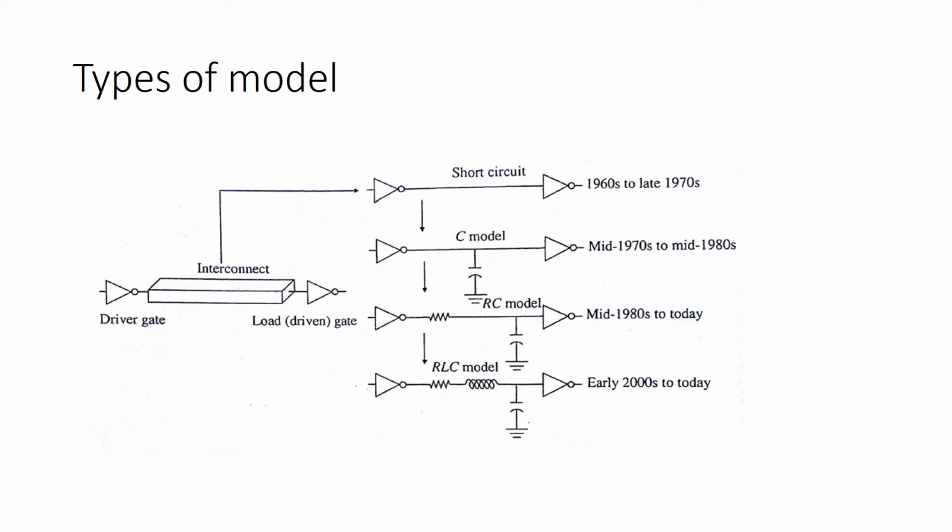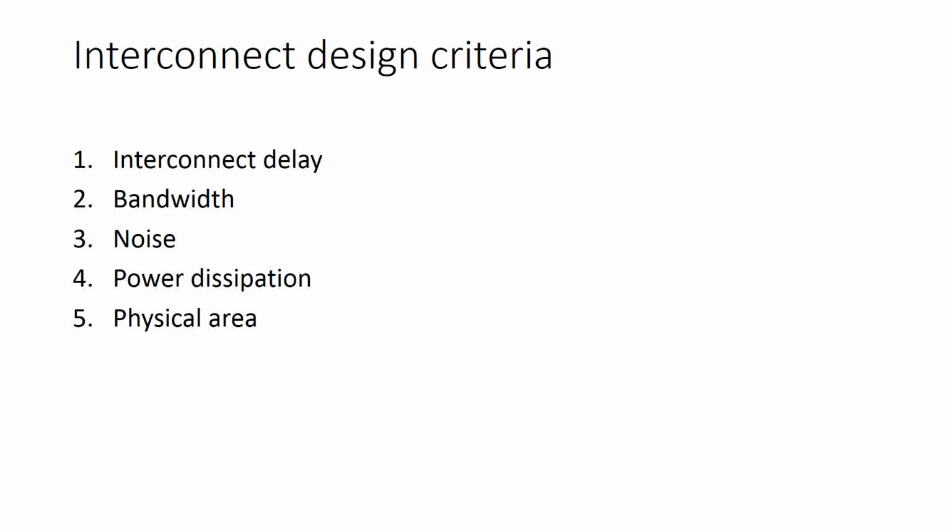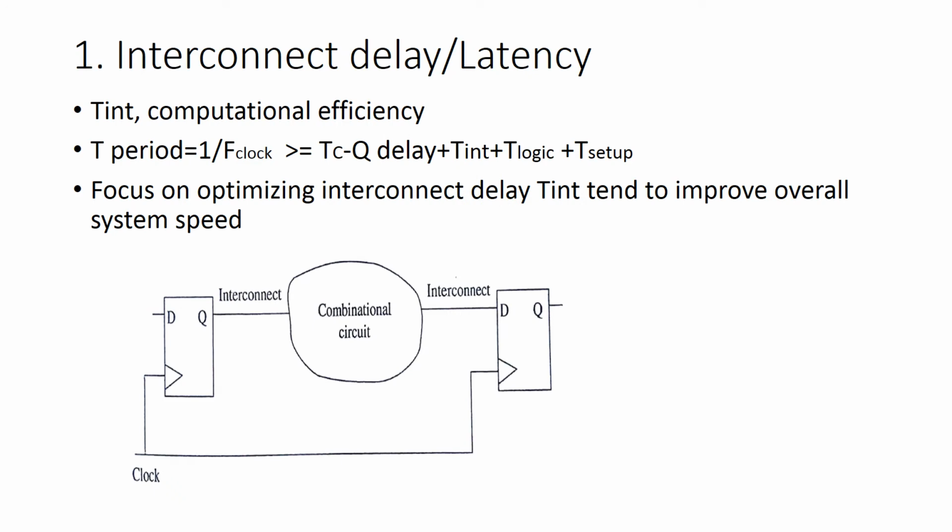So types of model here, what we have discussed in the previous slide: between 1960 and 70 the interconnect was modeled as a short, then 70 to 80 the C model, after the 80s and today the RC model, and after 2000 the RLC model. So what are the interconnect design criteria? Interconnect delay, bandwidth, noise, power dissipation, physical area. These are the design criteria for the performance of the interconnect. So, interconnect delay.